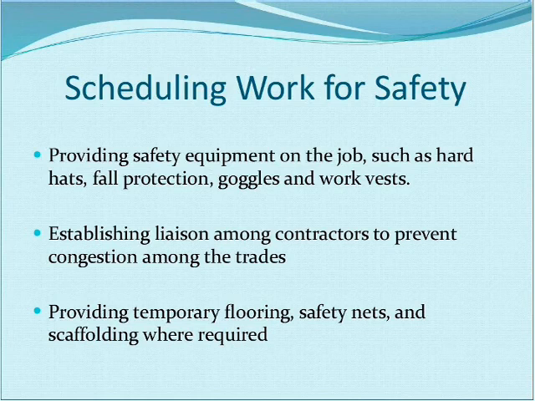Establishing a liaison among contractors to prevent congestion amongst the trades. Now, this is one of the primary functions of the controlling contractor, general contractor that's out there, because he is the person who needs to ensure that one contractor's work doesn't get in the way of another's, and they don't have the same people, same area, trying to do different things and create a safety hazard.